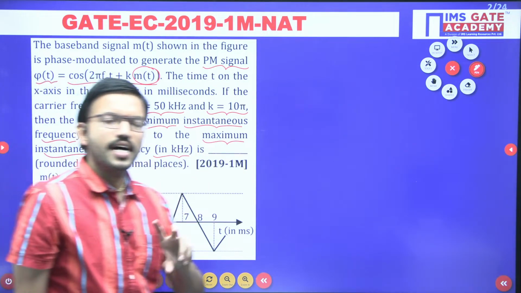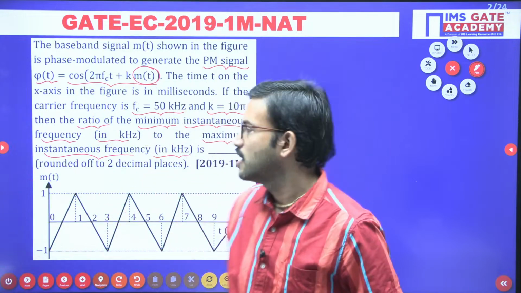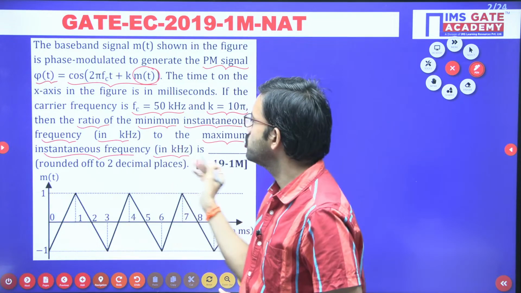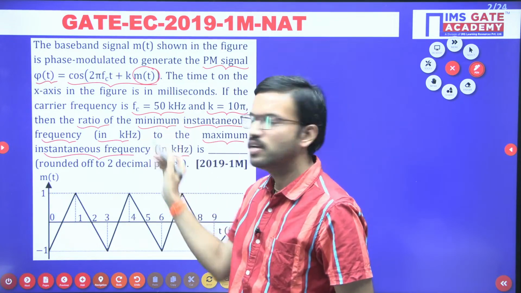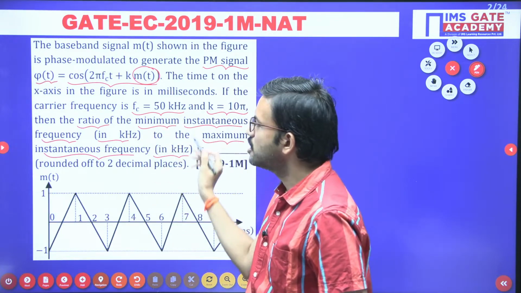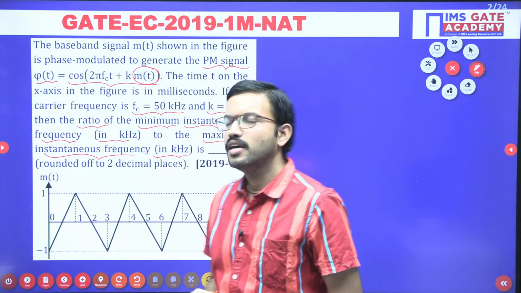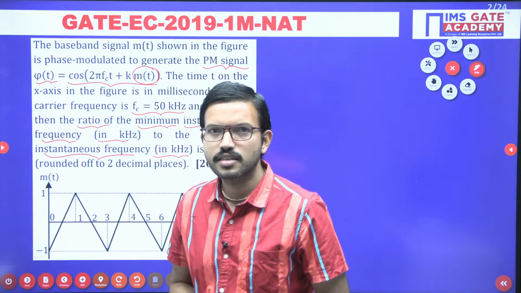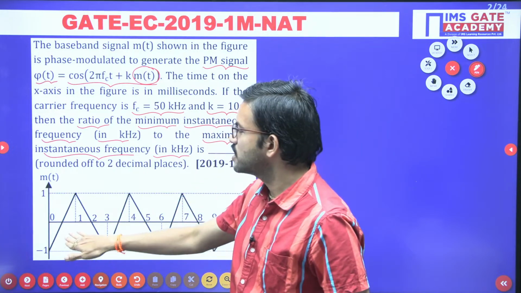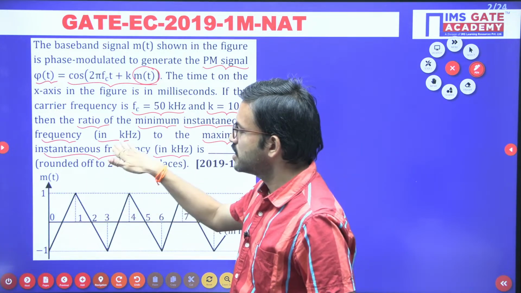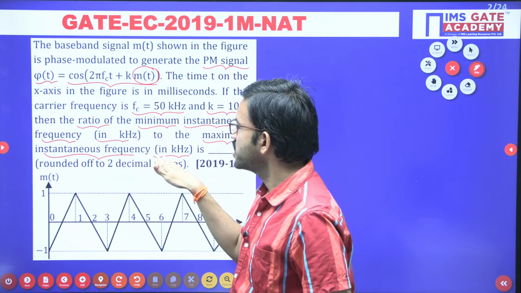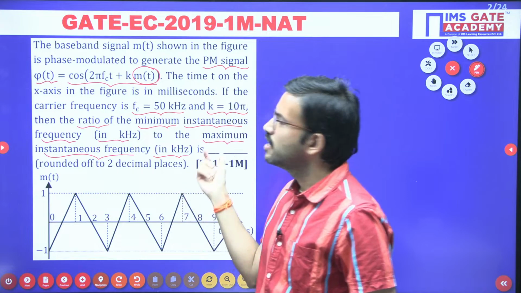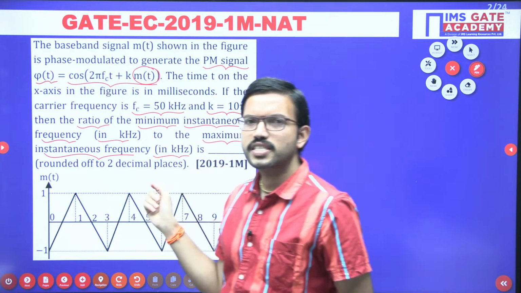So they are asking the ratio of two numbers. Both numbers are with respect to instantaneous frequency only. In the numerator you have to consider the minimum value, whereas in the denominator you have to consider the maximum, right? We solved a similar type of question in the last class, where we considered a signal that was linearly increasing, then constant, and after that linearly decreasing. In the last class we discussed one such question.